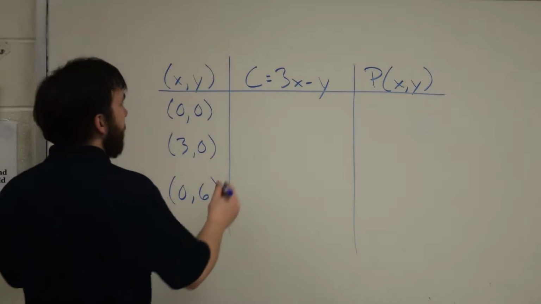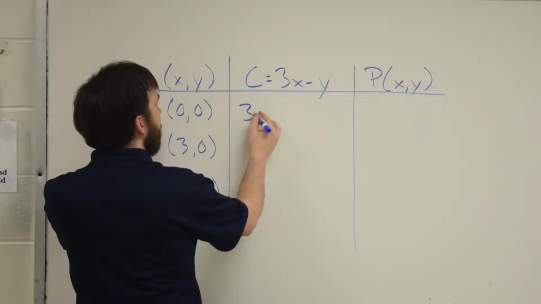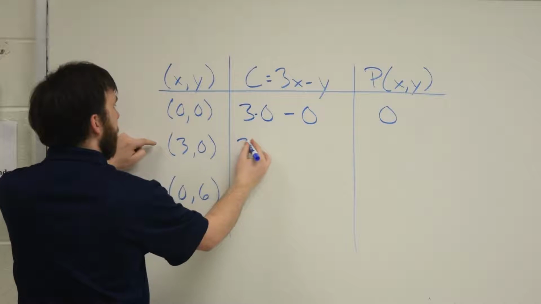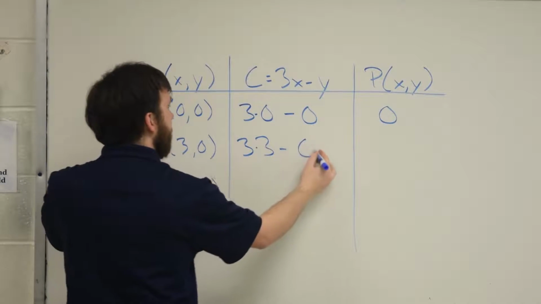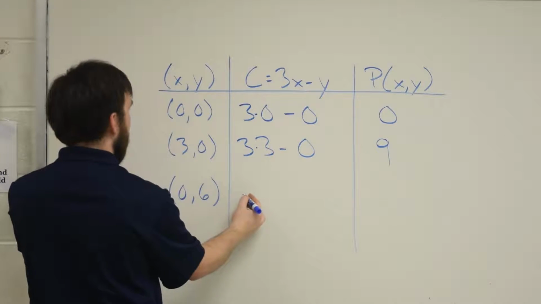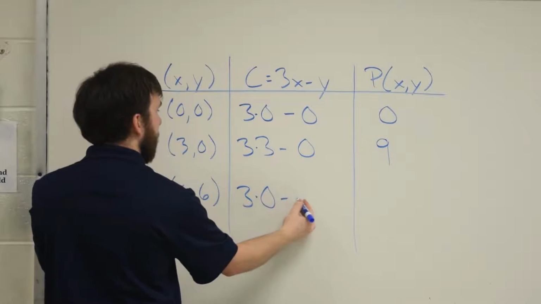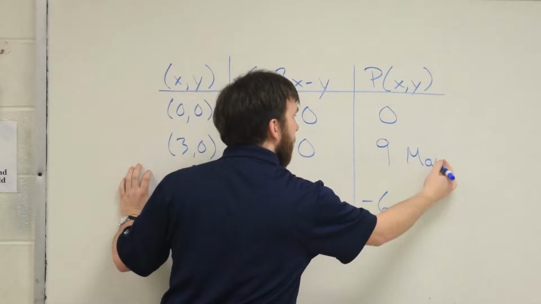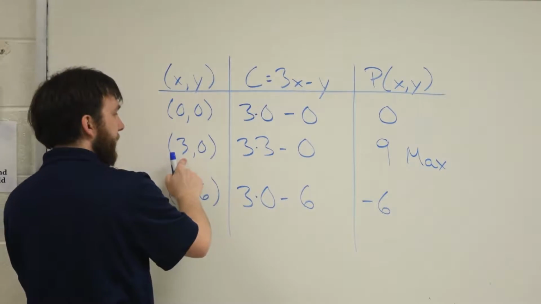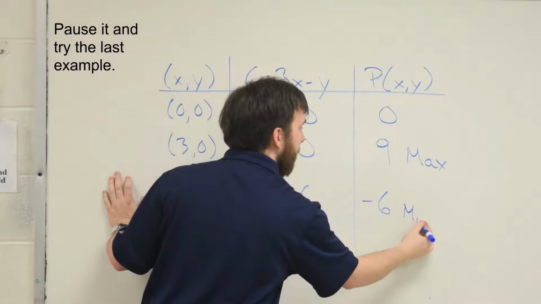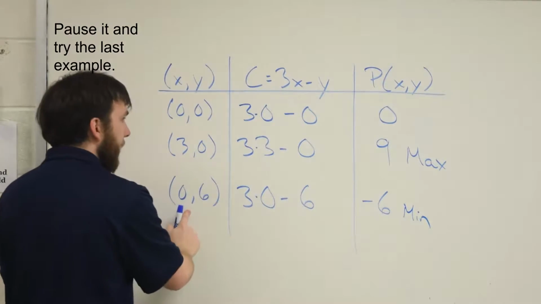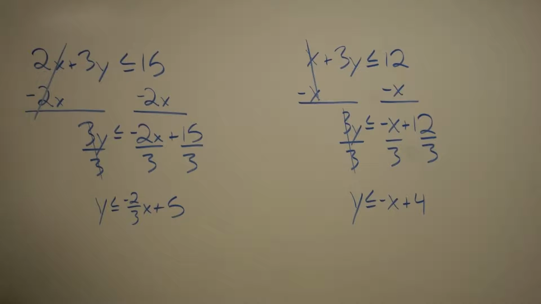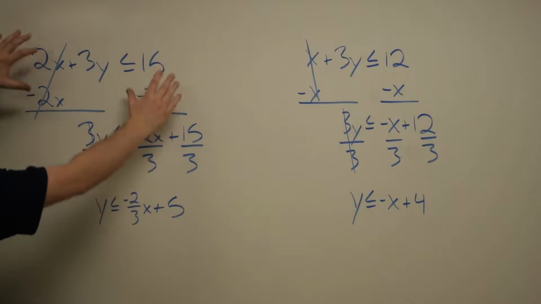The objective function for number 3, that's going to be 3 times 0 minus 0, 3 times 3 minus 0, and then 3 times 0 minus 6. So we have a max of 9 at the point (3, 0), and we have a minimum of negative 6 at the point (0, 6).